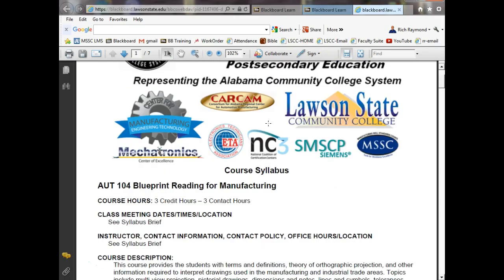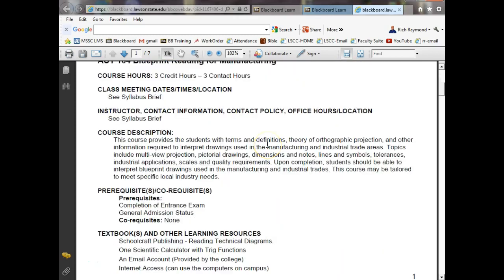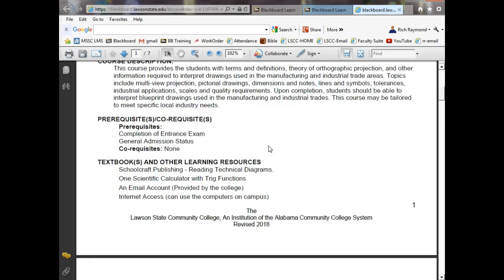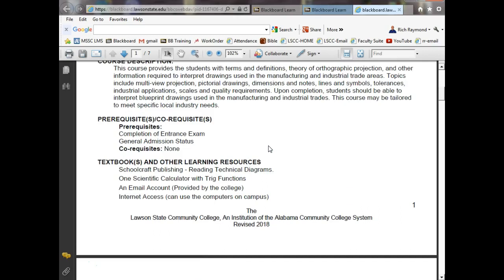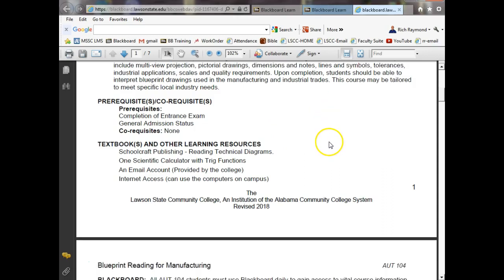So the syllabus for the college is about the same. By the way, these are all the certification agencies that are available here. CarCam is not available anymore. I need to take that off. It gives you the course description and the prerequisite for the class. For the AUT 104 class, there's no prerequisites. But for the ILT, you have to have an intro out of the way. Is that right? AUT 100.